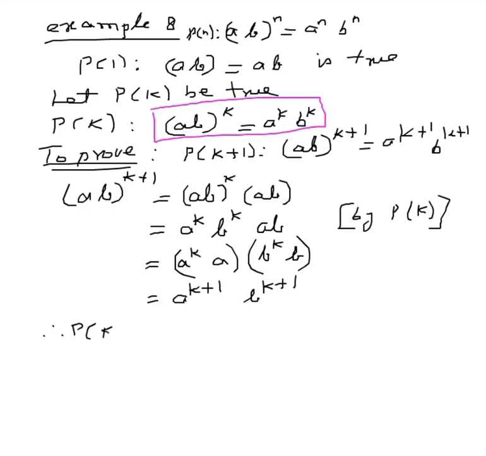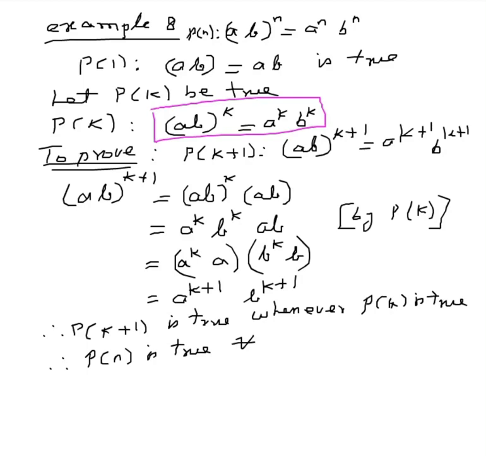Therefore, p of k plus 1 is true whenever p of k is true. Therefore, p of n is true for all n belonging to capital N.